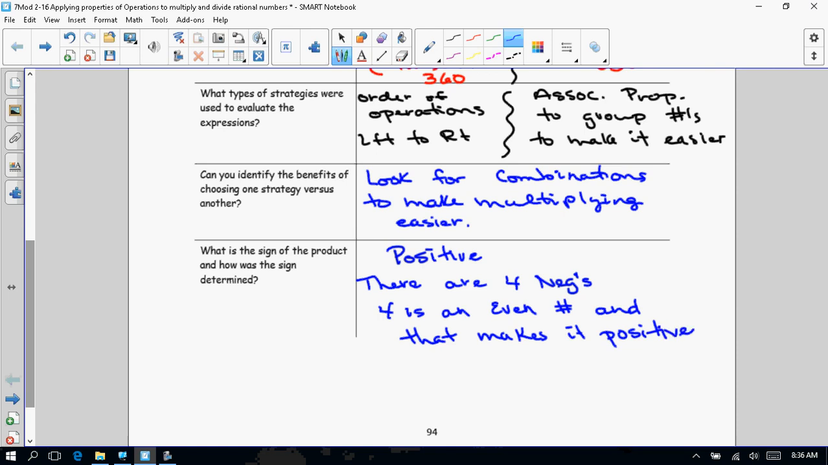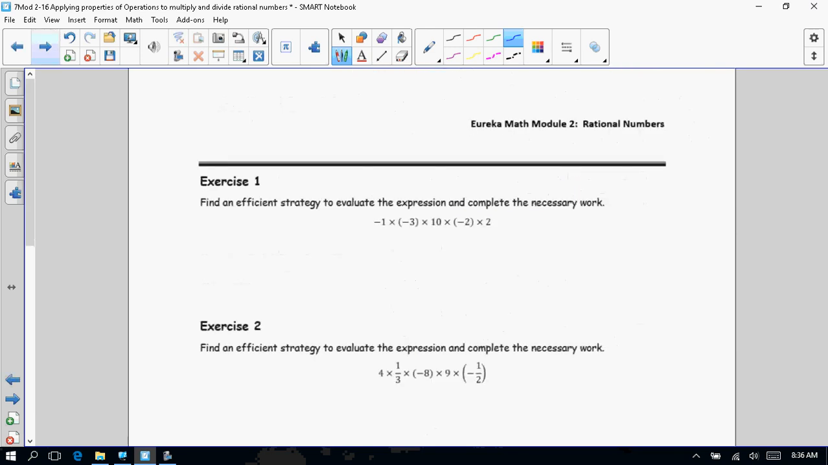Remember I said it was like an on-off switch, and we just switch it back and forth and back and forth and back and forth. All right, so let's go across the page here. I'm on page 95. Find an efficient strategy to evaluate the expression.